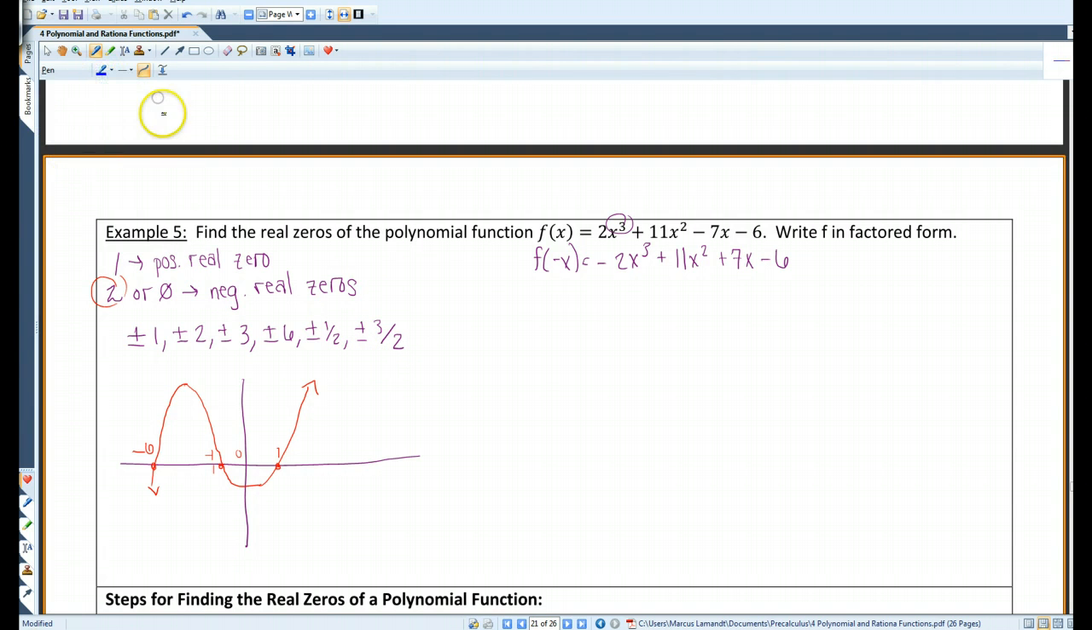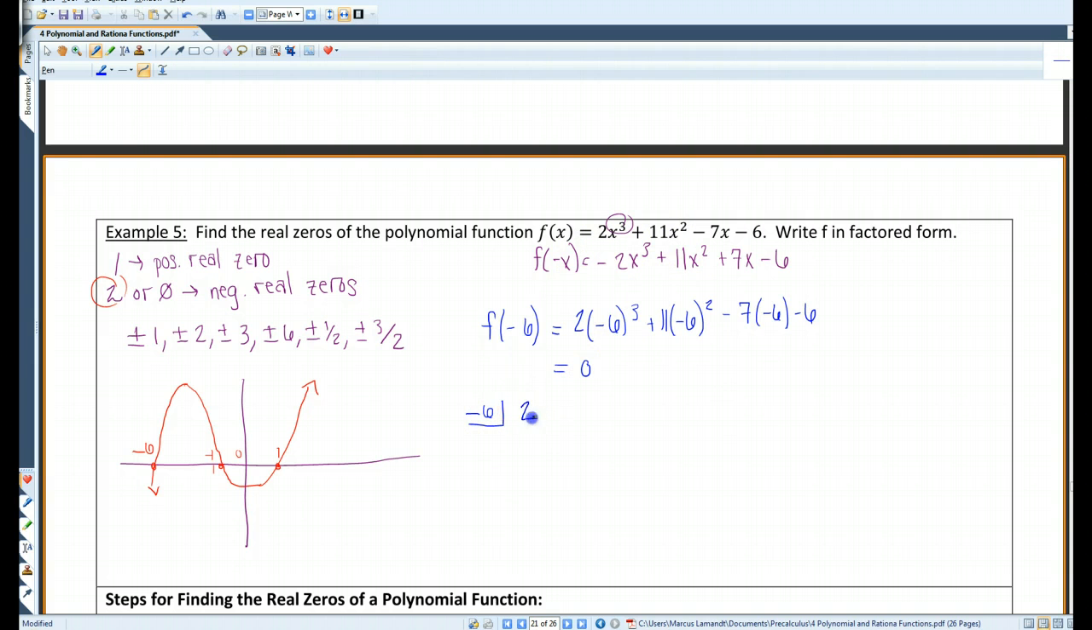Let me change colors. So I'm going to plug in negative 6. So I've got 2 times negative 6 cubed plus 11 times negative 6 squared minus 7 times negative 6 minus 6. And if you do all that out, you end up with 0. So negative 6 is in fact a 0. Now, I'm going to use synthetic division here. Hopefully you guys remember this. We know that negative 6 is a factor. So I'm going to divide negative 6 into the rest of this.